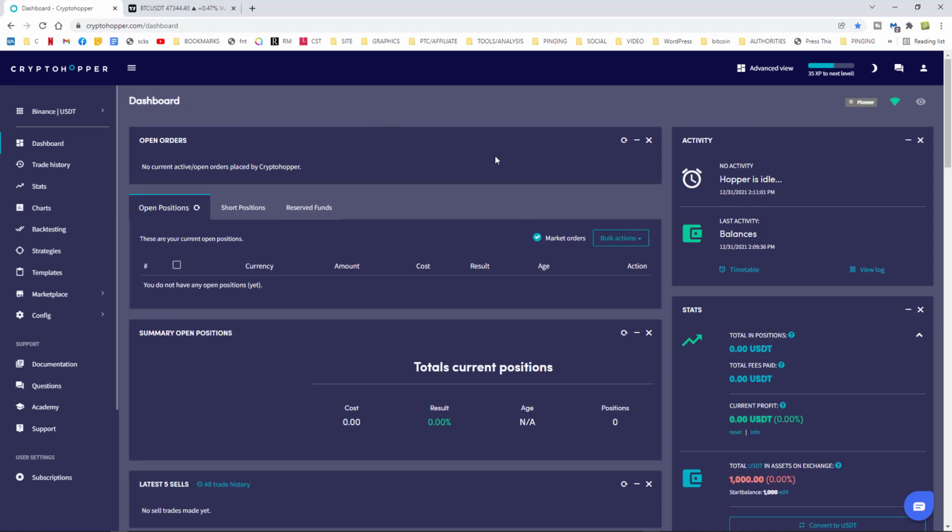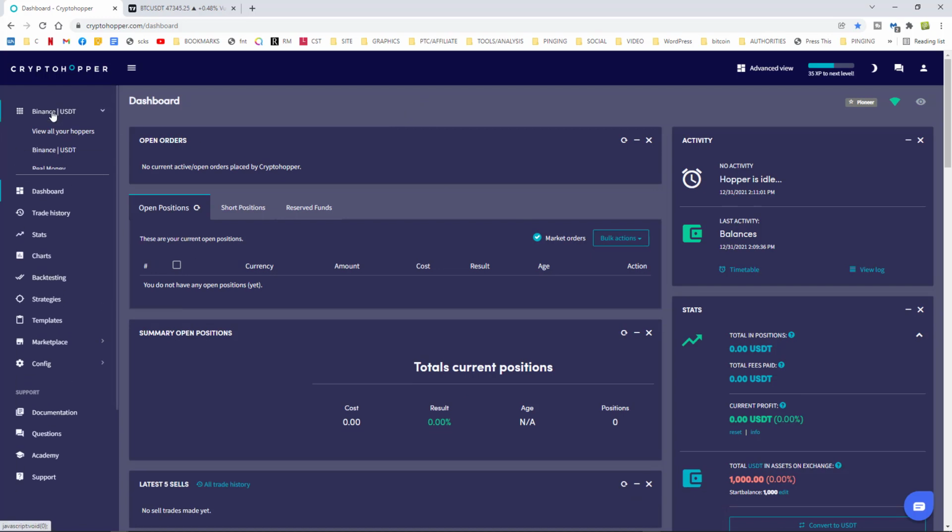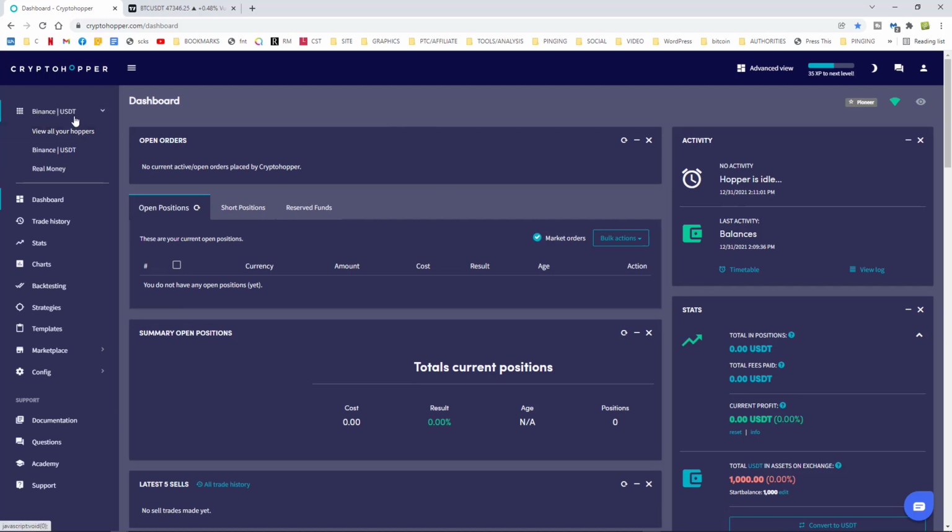Okay, so here's what I want to do next. I want to rename this bot. I don't want it to say Binance USDT. I want to call it PaperBot, so I don't get them mixed up in the future and end up panic selling on the wrong bot or something like that, you know. I could do anything I like on the PaperBot. It doesn't matter because it's not real.